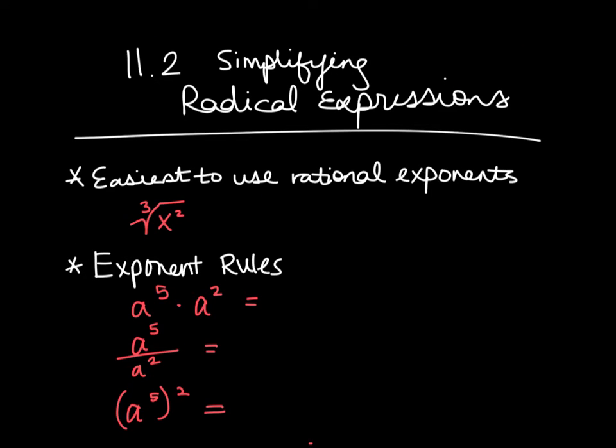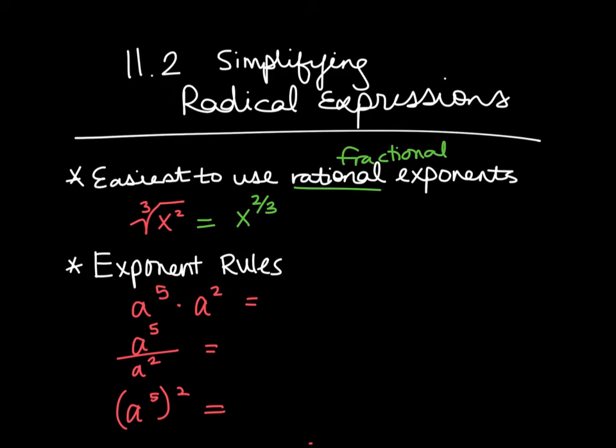Okay, so here's our 11.2 section, simplifying radical expressions. To simplify, it's going to be easiest to use rational exponents. So take a second to see if you can rewrite this example that I've given you with a fraction. That's what it means to use rational exponents, is to write them with fractional exponents instead of keeping the root on there. So pause and try to rewrite that one. And you should have gotten x to the 2/3 power.